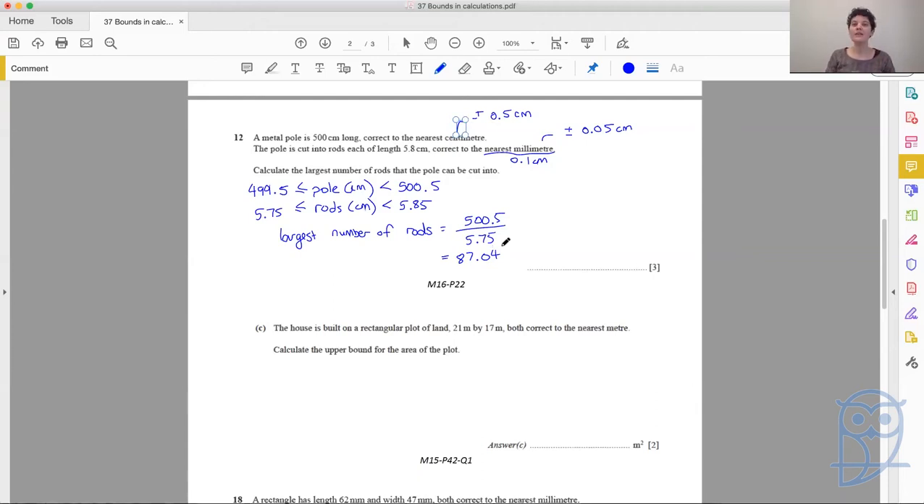But we can't cut a piece of a rod. Well, we can cut a piece of a rod, right? But we want to know the number of rods. How many actual full whole rods? So the answer is just 87. 87 whole rods. That's the largest number of rods that you can cut from this pole.